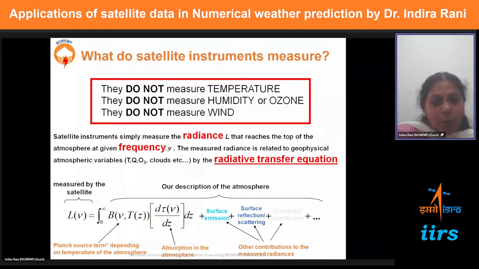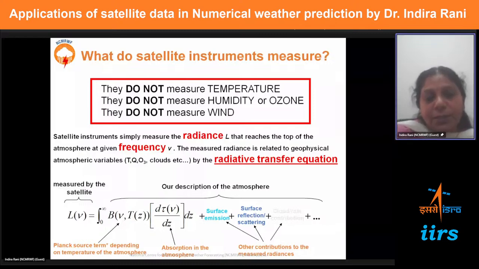So this is the simplified form of the radiative transfer equation. We can see what is measured by the satellite, the energy or the radiance measured by the instrument, that is L of ν, at a particular frequency. Then we can describe our atmosphere in our own way. If you want to include the temperature variation, the surface emission, reflection, scattering, or cloud, rain, all those things we can include. And if you don't want to include the surface properties, we can remove that also. That is as per our convenience, what we want to do.